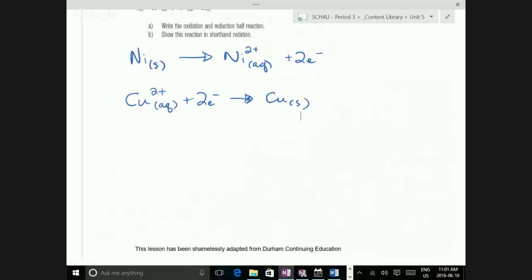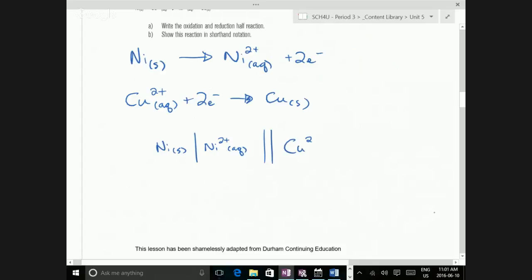What would the shorthand notation be? Nickel solid, and then a single line, nickel 2 plus aqueous, plus 2 electrons. I'm going to leave the electrons out on this one, just to show you that you can do it either way. Double line, and then Cu2 plus aqueous. You'd put the 2 electrons in, but I'm going to skip them. Single line and copper solid. Very good.